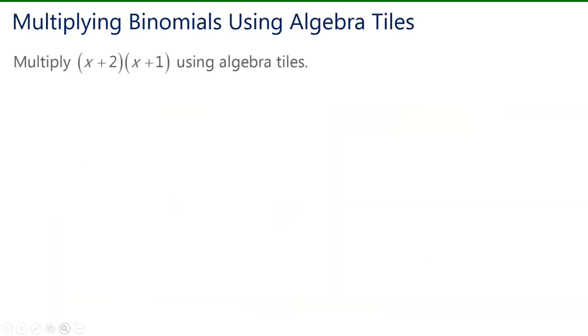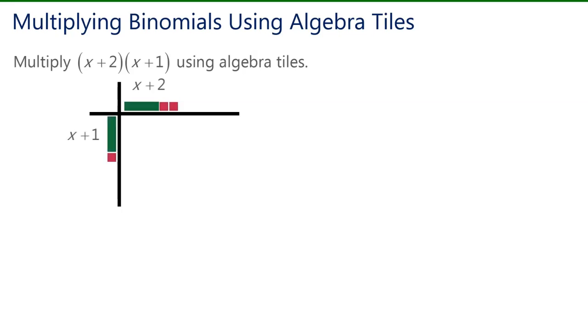Let's multiply x plus 2 times x plus 1 using algebra tiles. Here's our t-square. Along the top is our first binomial, x plus 2. Along the side is our second binomial, x plus 1. X times x, of course, gives us x squared.